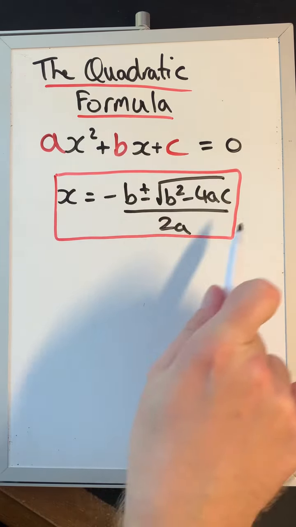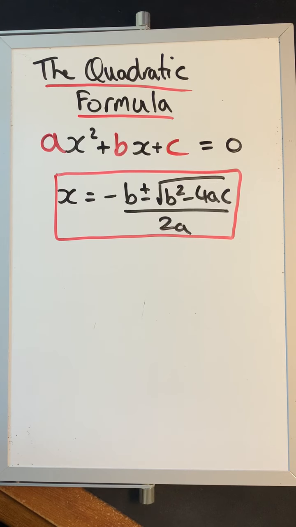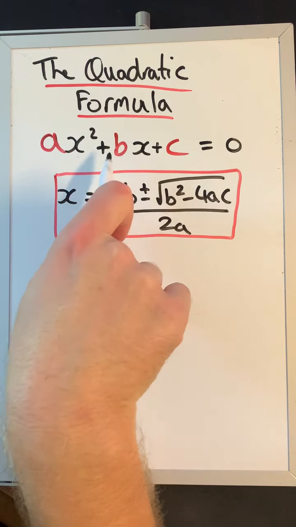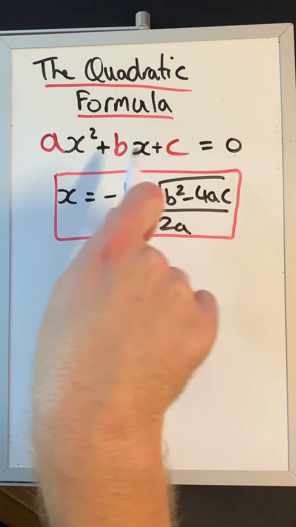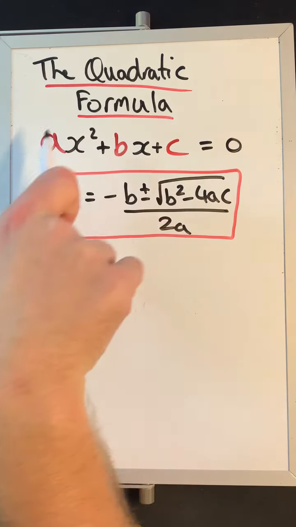Now the quadratic formula is shown here. So we've got x is equal to minus b plus or minus the square root of b squared minus 4ac, all over 2a. Now this a, b and c relate to the a, b and c inside the quadratic equation. So it's very important you've got this in quadratic form first.